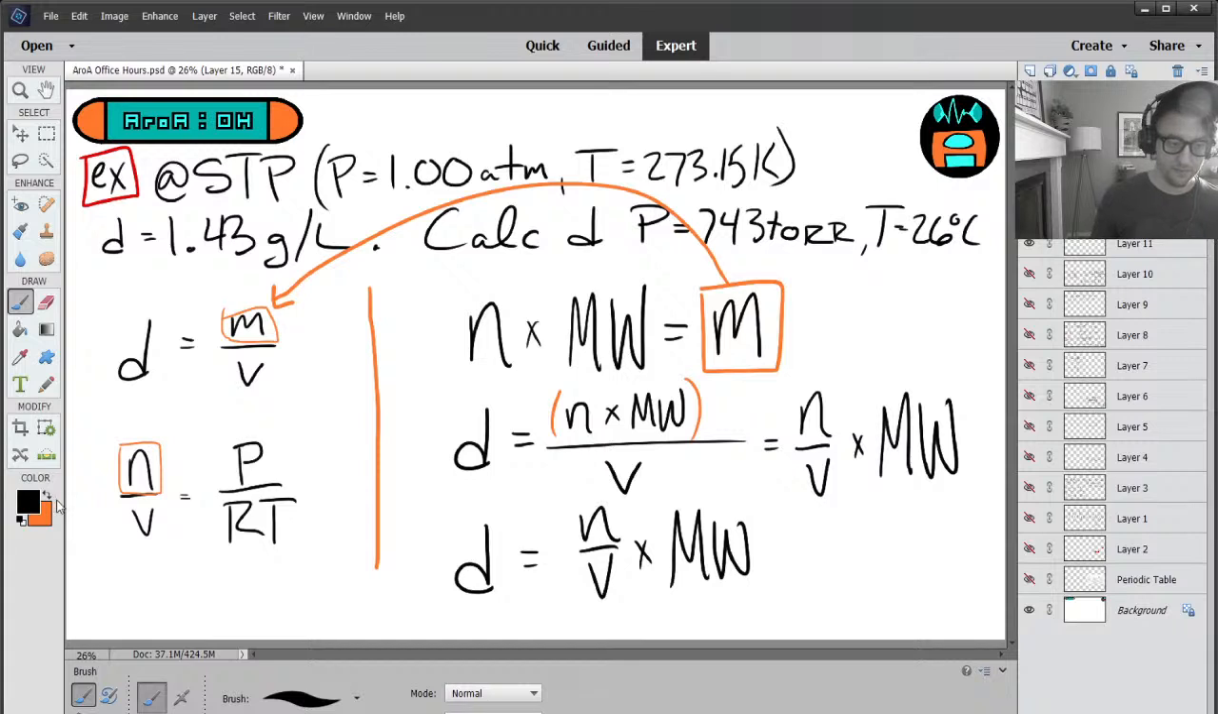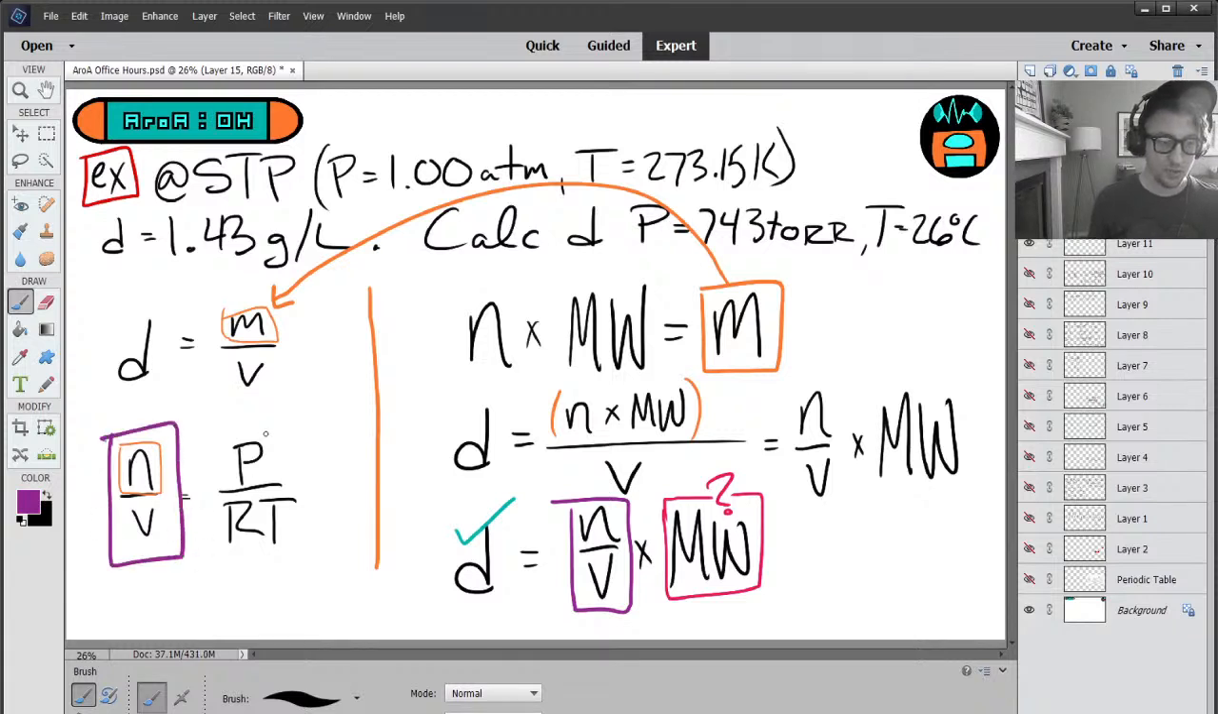And check this out. We do not know what our molecular weight is. But we do know what our density is. We're given our density, and we can solve for what our moles over volume is equal to because we know pressure and temperature. All right? So we are going to use this to solve for molecular weight, and then we're going to use our molecular weight to determine the density at the new pressure and temperature.